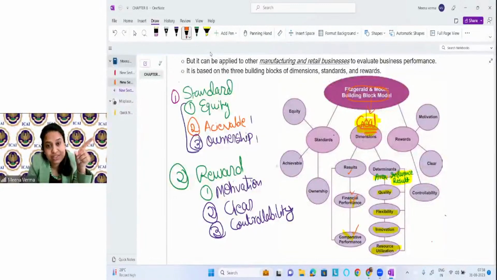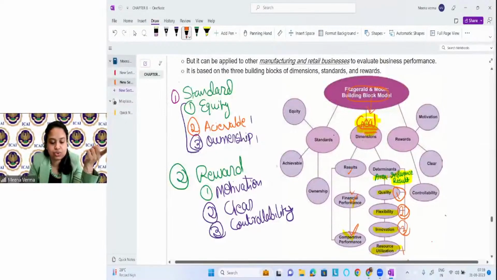You want to achieve these results, right? Financial results and competitive advantage, right? You want to achieve the financial results and competitive performance advantage. How will you achieve it? By focusing on what? The areas that influence the result. So you can see these are actually the areas that influence the result. What are the areas? Quality, flexibility, innovation, and resource utilization. These are the areas that affect the results, right?